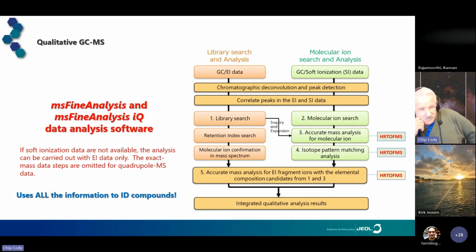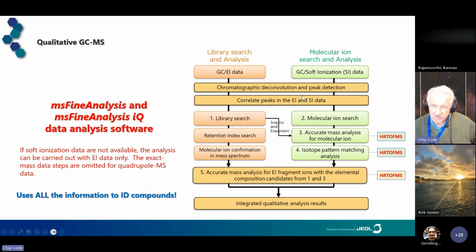We developed this a few years ago. The first version was for qualitative analysis, and the idea was to combine all the information from EI and soft ionization with the accurate mass data, retention index matching, library search, isotope matching, all of the information that we could get from a GC-MS analysis to get higher confidence in the compound assignments by database searching.